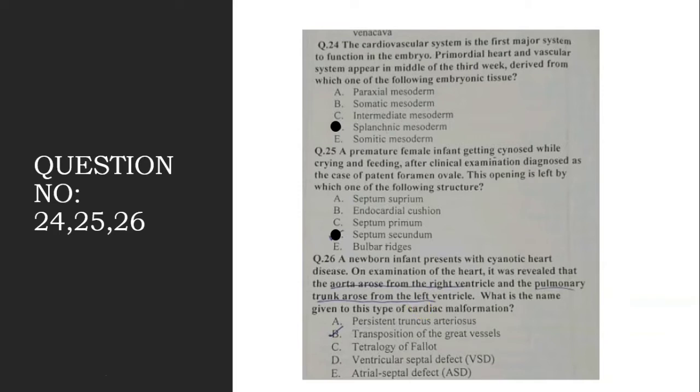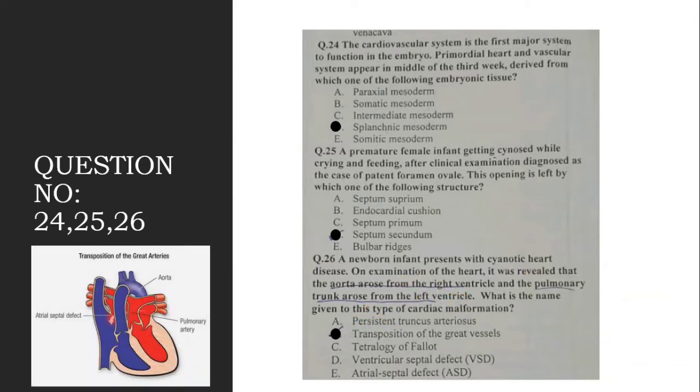A newborn infant presents with a cyanotic heart disease. On examination, it was revealed that the aorta arose from the right ventricle and the pulmonary trunk arose from the left ventricle. What is the name given to this type of cardiac malformation? Persistent truncus arteriosus, transposition of great vessels, tetralogy of Fallot, VSD, or ASD. This is called transposition of the great vessels, when the aorta arises from the right ventricle while the pulmonary artery arises from the left ventricle.